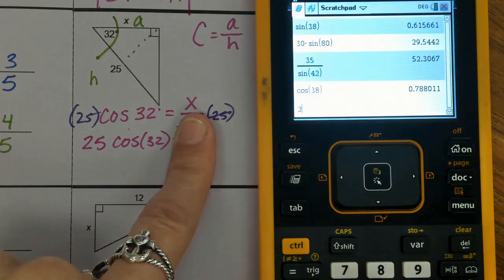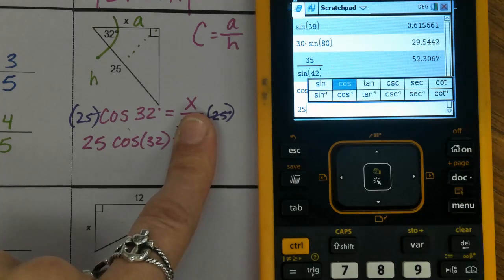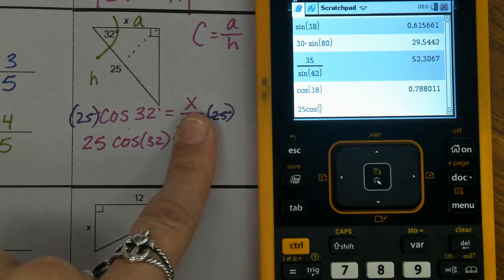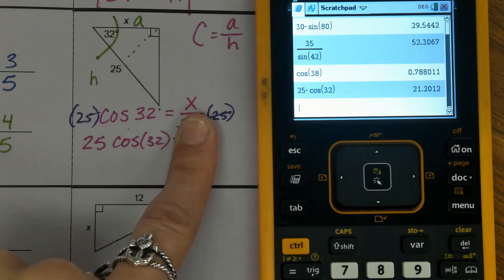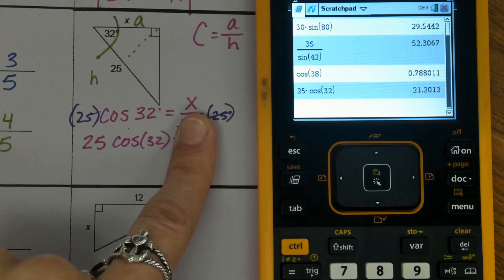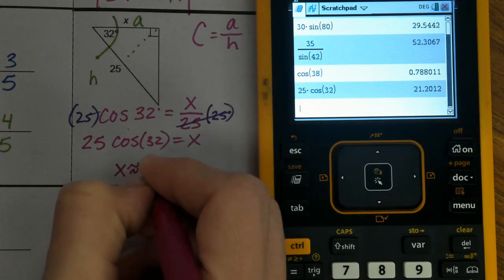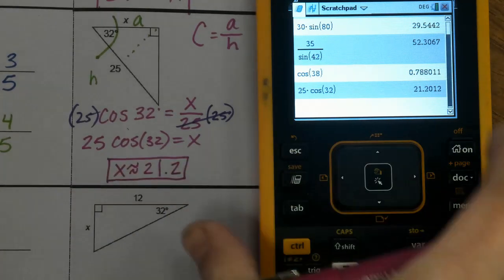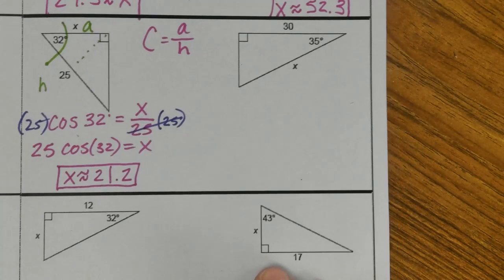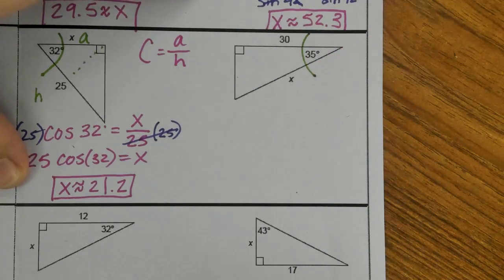Type in 25. I'm going to go back to my trig button, scroll over to cosine, and type in 32. That's it. Press enter. And then our missing side is approximately 21.2. Okay? So x is approximately 21.2.